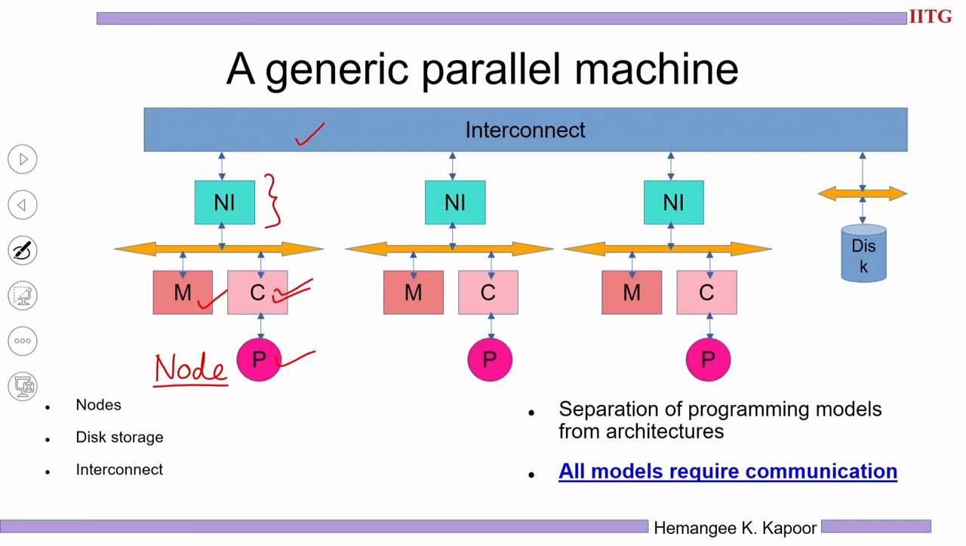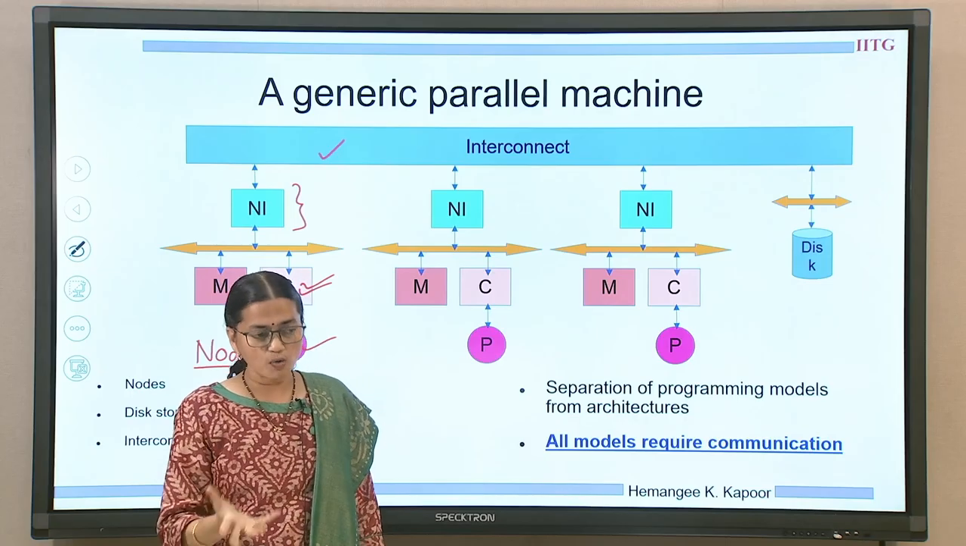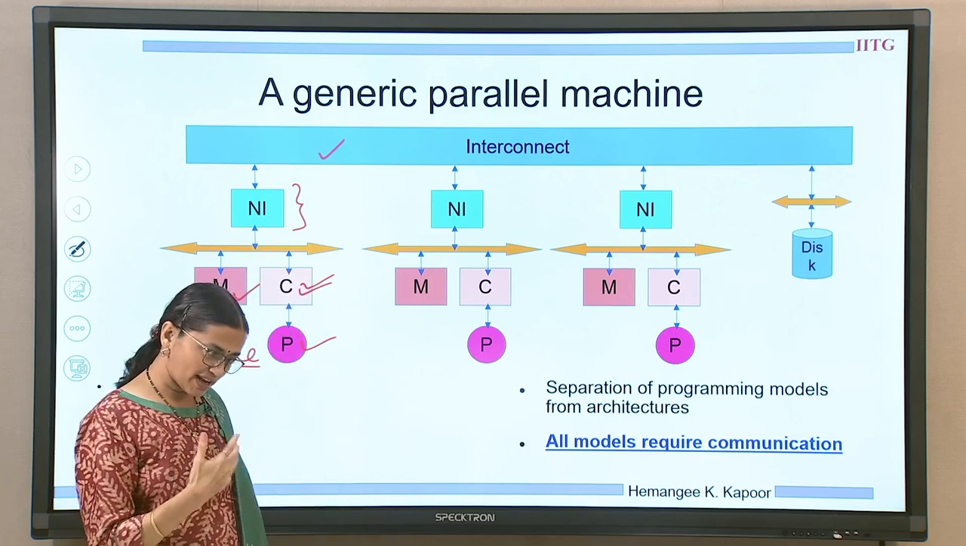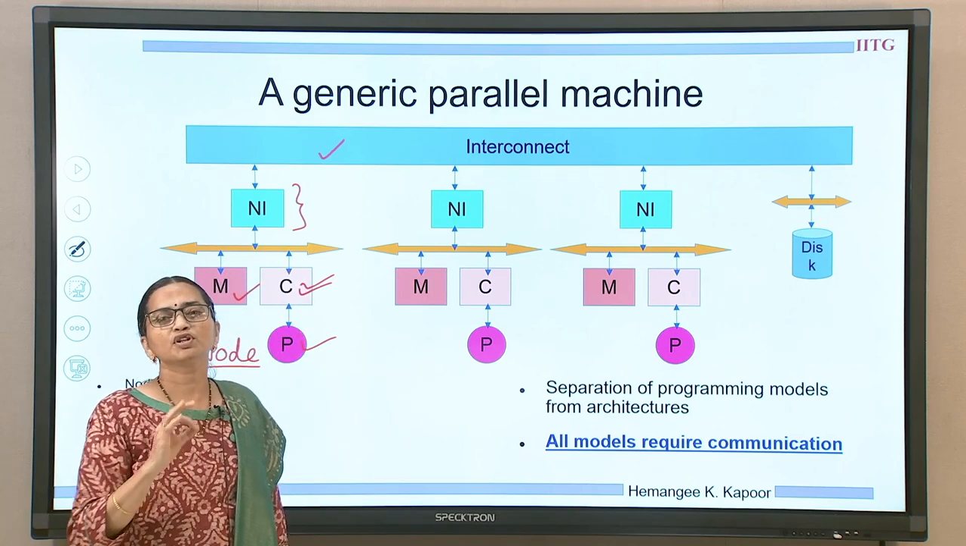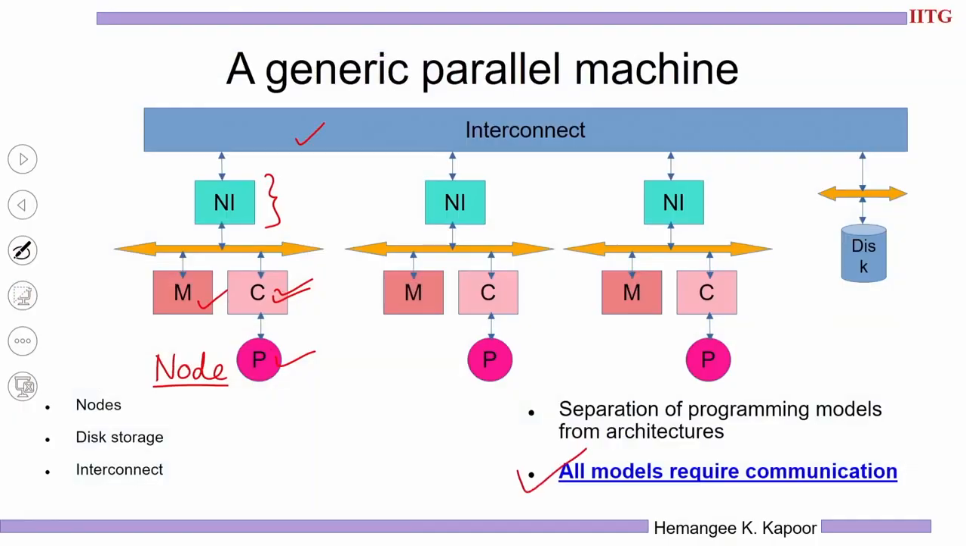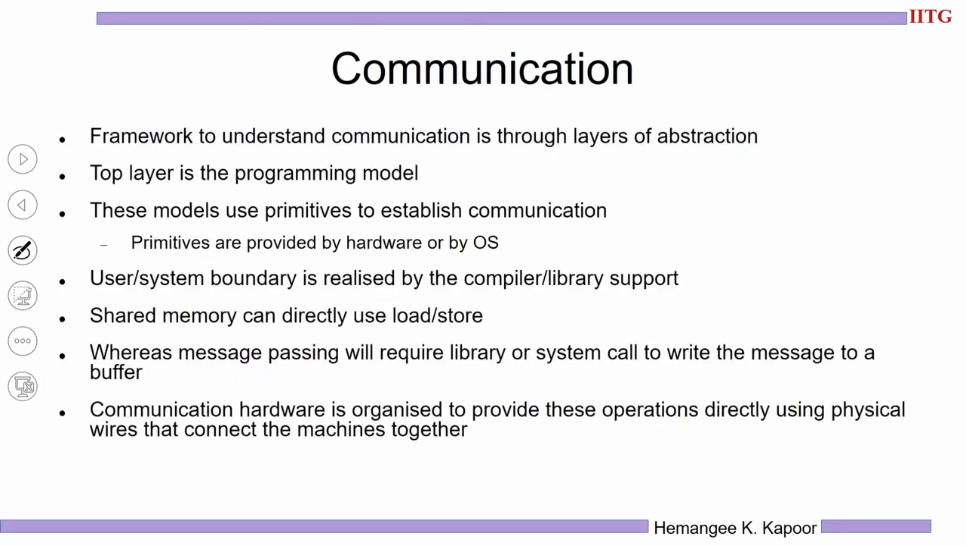Okay, so what we want is, with this generic parallel architecture, to separate the programming model from the architecture. Let the architecture be general, and let me see how I can run any programming model on this generic design. For doing this, what essentially we want to do is establish a communication mechanism. So all we need to do is, how do we communicate? Because communication is very important. If we can establish better resilient communication models which are generic, we could run any programming model on this particular generic parallel architecture. All right.